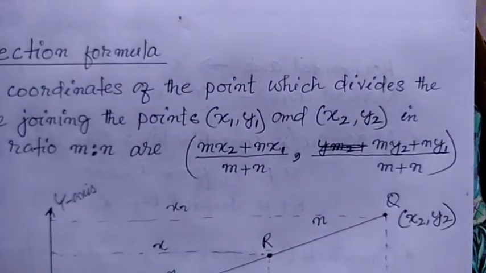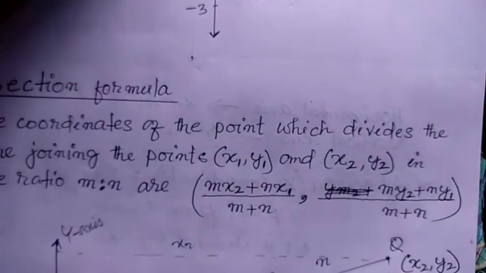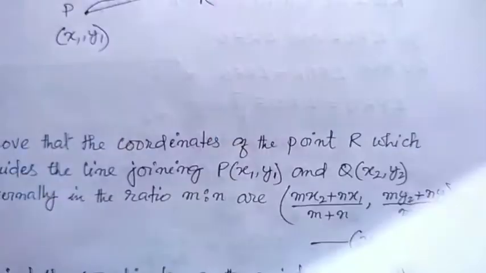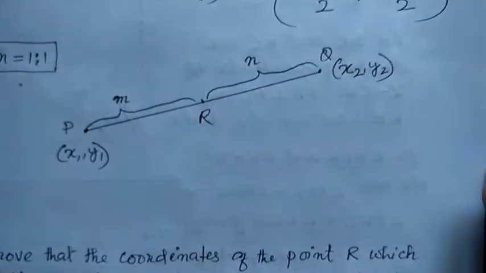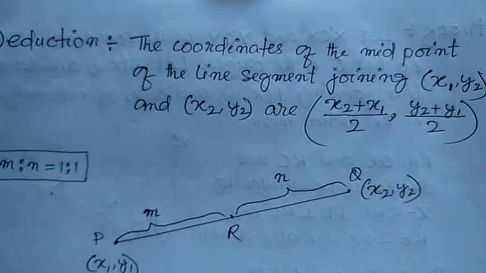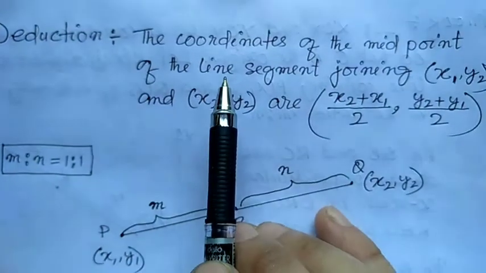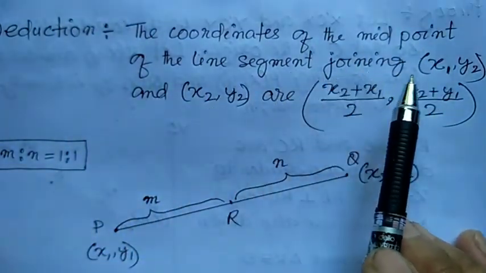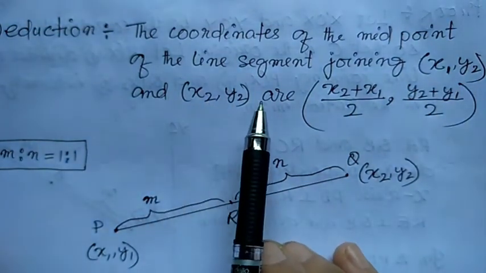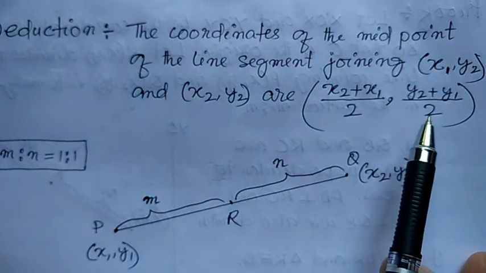Next we will prove this formula. Proving this formula is important if we look at previous year board questions. But before we start proving it, let's look at one deduction from this section formula. The coordinates of the midpoint of the line segment joining (x1, y1) and (x2, y2) are (x2 plus x1) by 2 and (y2 plus y1) by 2.